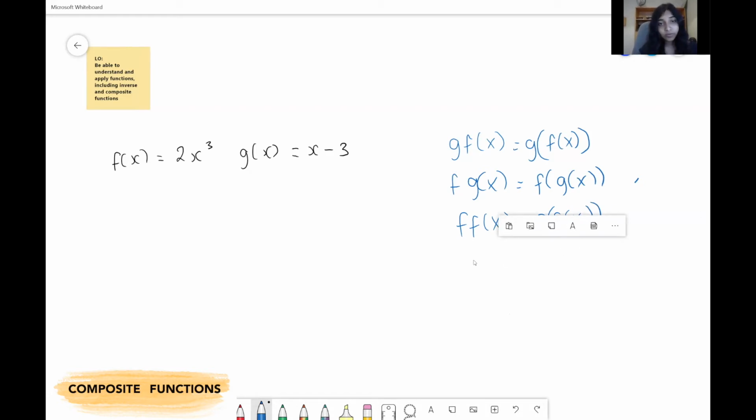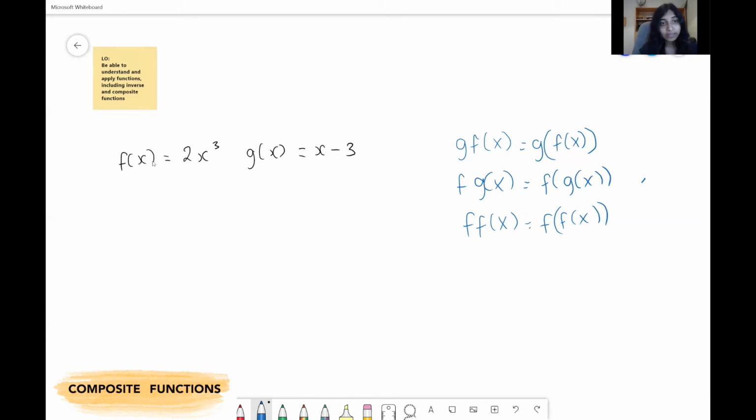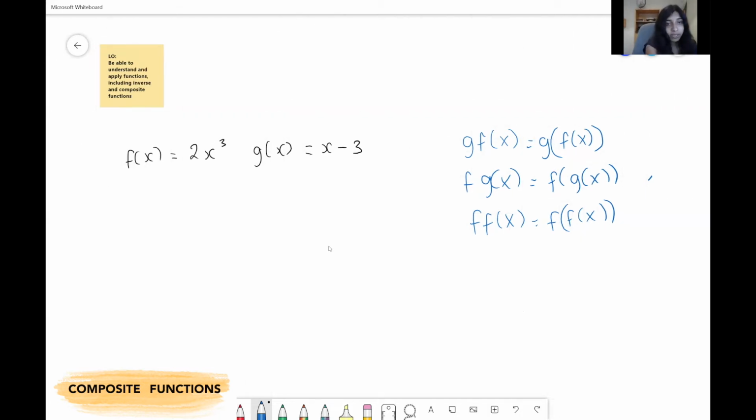Let's do an example of this. Say f(x) is equal to 2x cubed, and g(x) is equal to x minus 3. Let's say we wanted to figure out f(g(x)) for a specified x value, let's say 4. You first do g(4), which is 4 minus 3, which is just 1. And then you do f(1), which is 2 times 1 cubed, which is just 2.